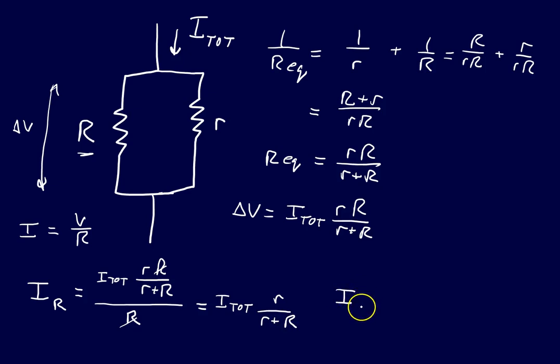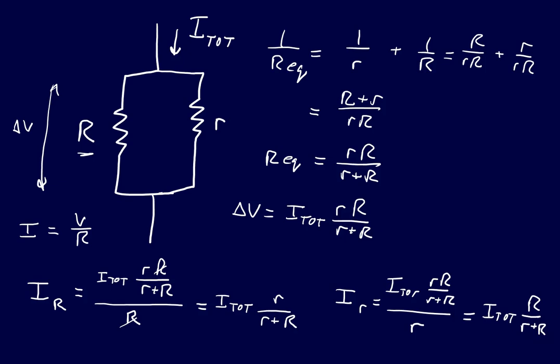If I do the same thing for little r, I'll get a really similar equation. So I get this I total. Again, it's the same voltage drop because resistors in parallel have the same voltage drop, and to find the current, I take that voltage drop and divide by the resistance. And again, I get these to cancel. This time it's the little r that cancels, and so I get I total big R over R plus r. So make sure you follow all this before we go to the next part.